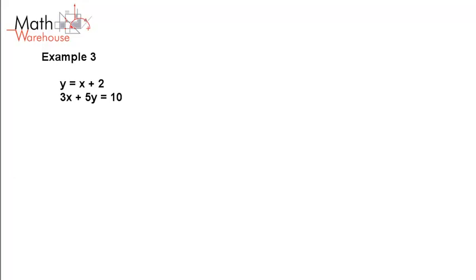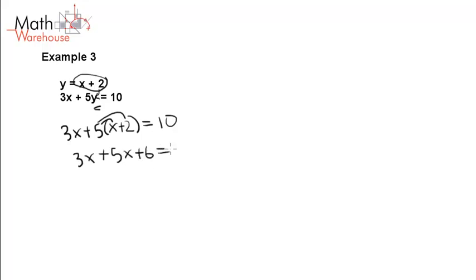We don't even need to do much because we already have our equation as y equals stuff. And that stuff is x plus 2. So wherever we see a y in the other equation, we're just going to put x plus 2 there so that we get 3x plus 5 times x plus 2 equals 10. That's 3x plus 5x plus 6 equals 10. 8x plus 6, combined with 3 and the 5x, equals 10.